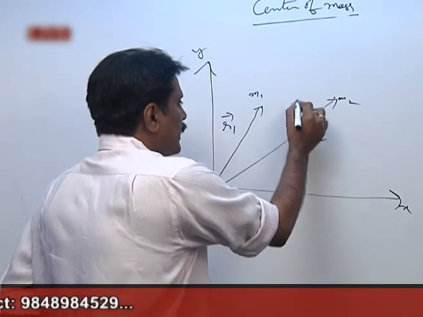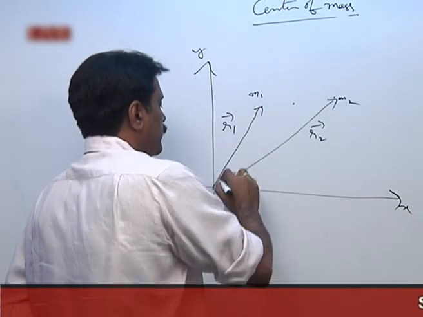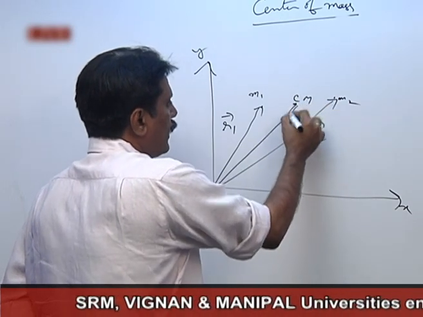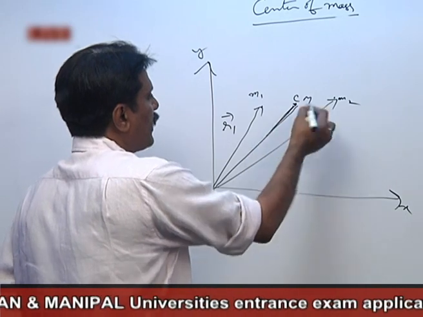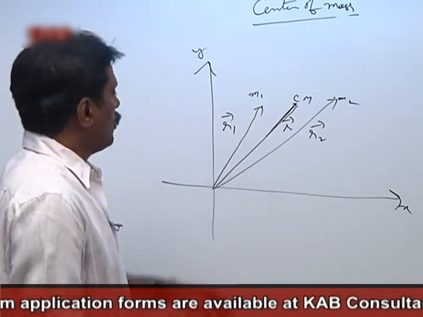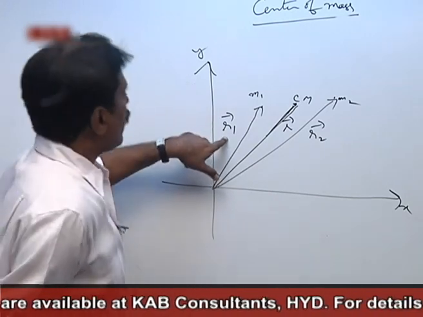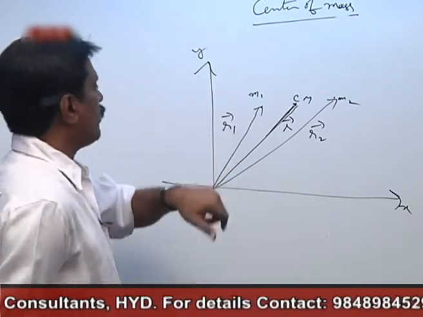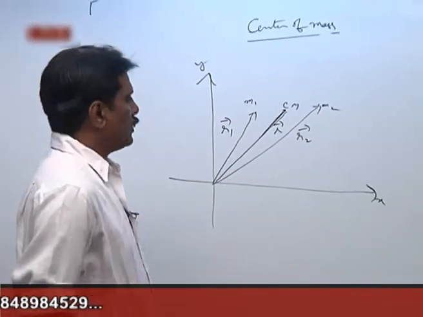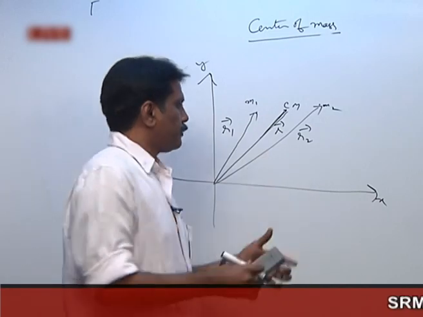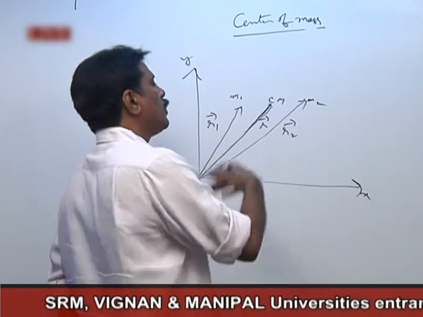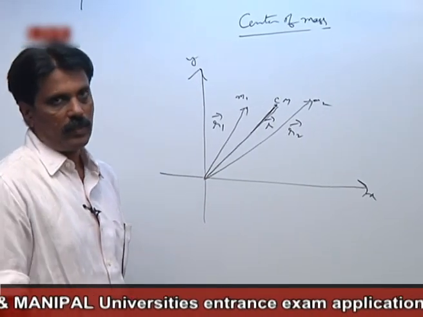Let this be the center of mass. Let the radius vector of this center of mass be r. So, the position vector or radius vector of m1 is r1, m2 is r2, and the center of mass is r. Now, let us write the moment of m1, moment of m2, moment of center of mass.